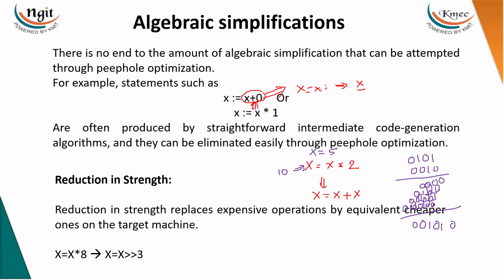Total how many times we have added here? 1 2 3 4 5 6 7 8 9. We have added 9 times like this. 0 plus 1, 0 plus 0, 0 plus 0, like that we have performed 9 additions. So we need 9 OR gates.